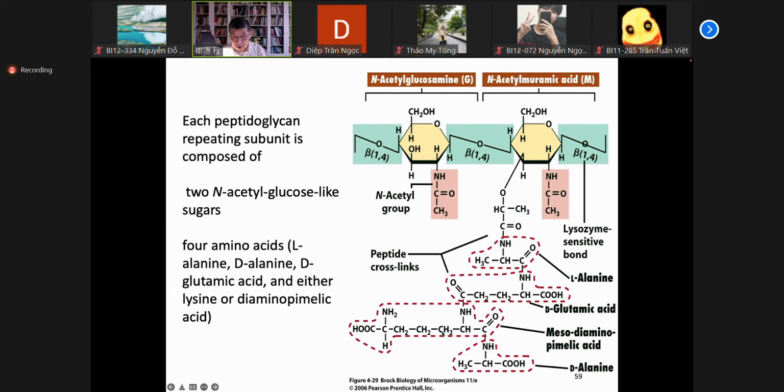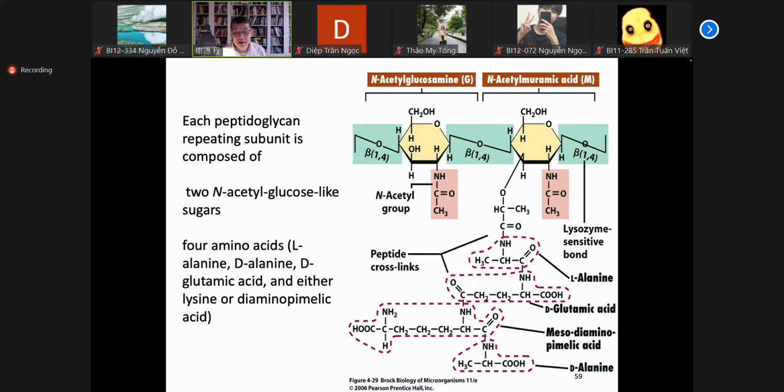Then out from this place, this amino group will form a peptide bond with another chain from another glycan molecule. So this becomes a cross-link.